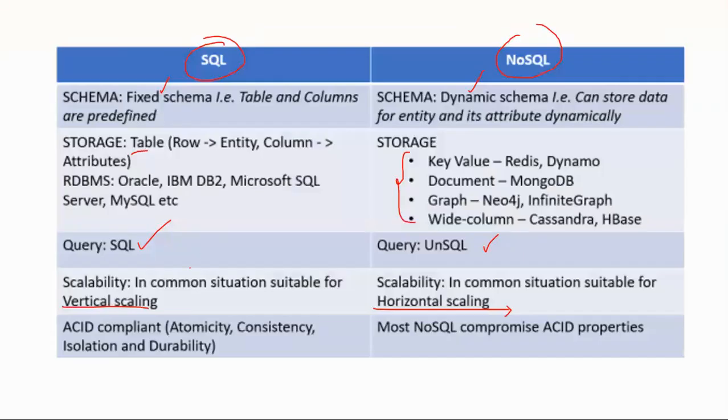Relational databases, SQL databases, are vertical scaling. NoSQL databases are horizontal scaling. So it is scaling up, and the other is scaling out. And SQL databases follow ACID compliance: atomicity, consistency, isolation, and durability.